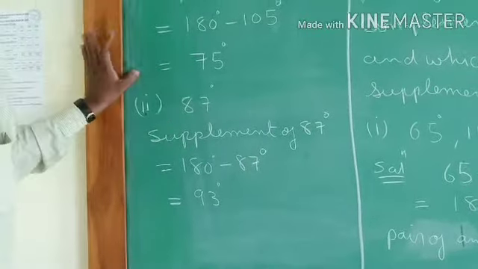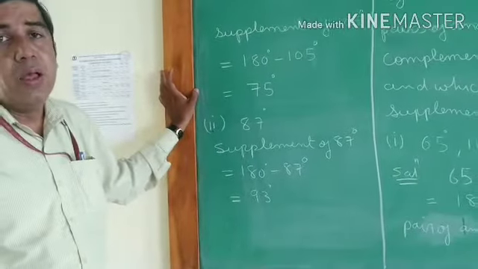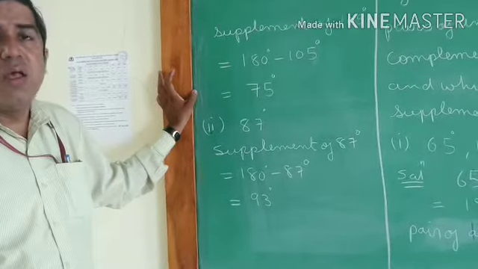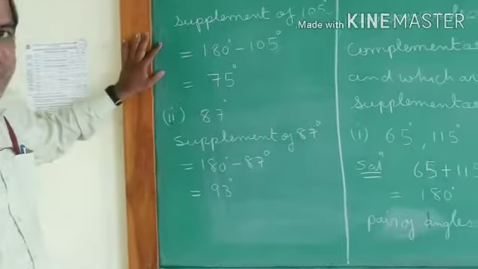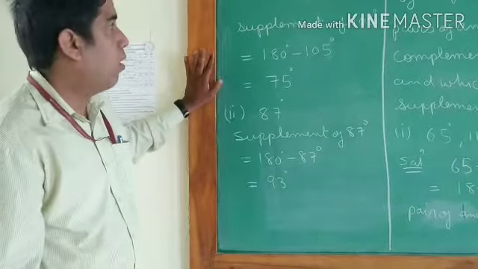We have to use the definition of supplementary angle. We know the definition: if the sum of two angles is 180 degree, then the angles are called supplementary angles. That definition is to be used here. On the basis of this definition I am doing this question number 2.